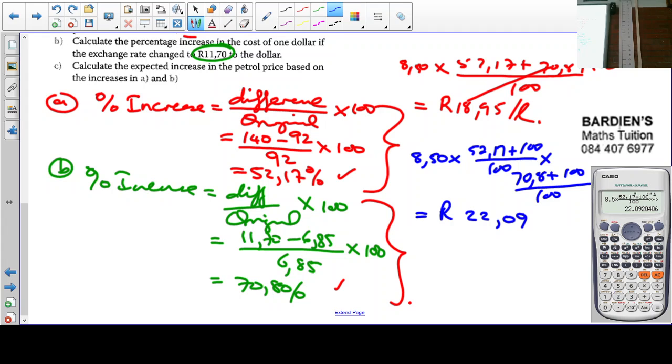Wait, let me just check something. Looking at the answer I just got, which is 22.09, that seemed to be just too high. Another learner got the same answer. So explain, how did you get that? What is the logic behind it? Did any one of you get the right answer?